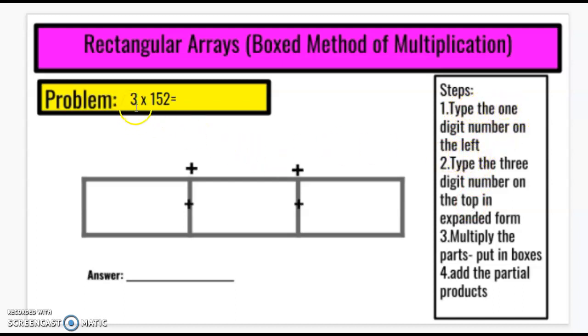So first what you do is you type the 1-digit number on the left. So this number 3, I'm going to type that on the left. Okay, and don't worry about where it ends up. Just as long as you click it in the box, you're fine.